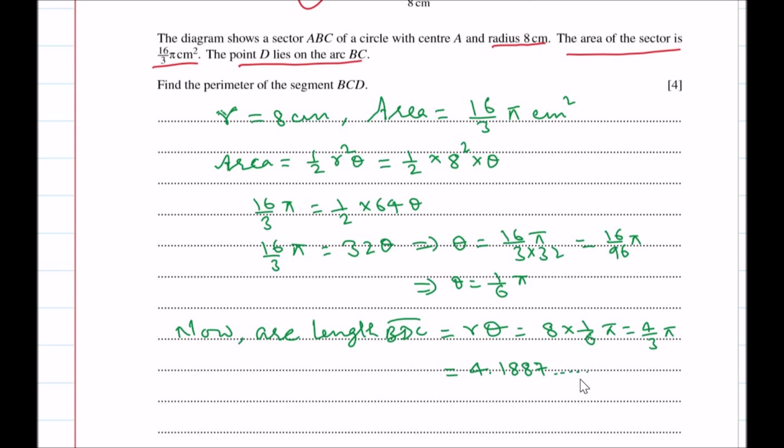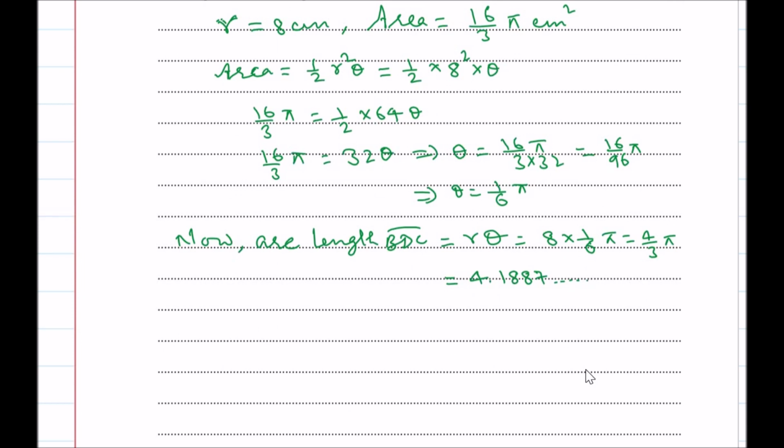This is not the final answer. So we need to take more SF so that last final answer we can write in 3 SF. And that will match with our MS answer. If you are rounding off here, we will not get the correct answer. So don't round off your answer in the intermediate steps. Okay, so we got 4.1887. This is arc length, so this is in centimeter.